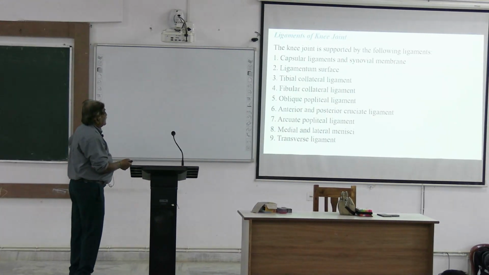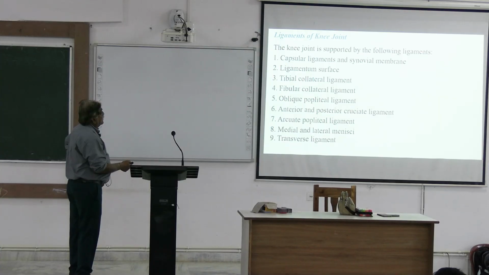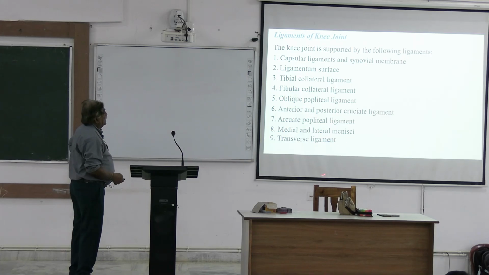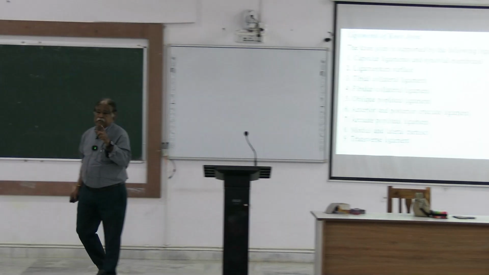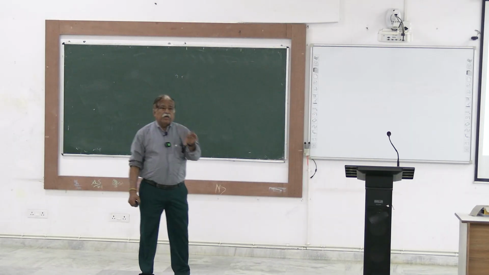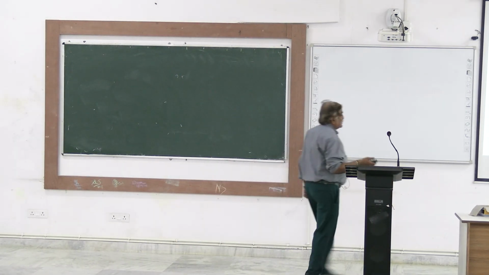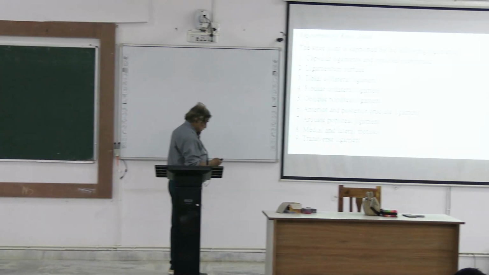The knee joint is supported by the following ligaments: the capsular ligament and synovial membrane, ligamentum patellae, tibial collateral ligament, fibular collateral ligament, oblique popliteal ligament. Now this is important, every part is important: anterior and posterior cruciate ligaments, arcuate popliteal ligament, medial and lateral menisci, transverse ligament. It will be a 6 marks question. You draw and illustrate and just put in points.